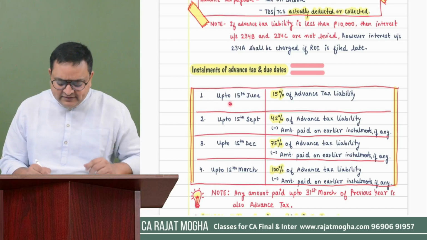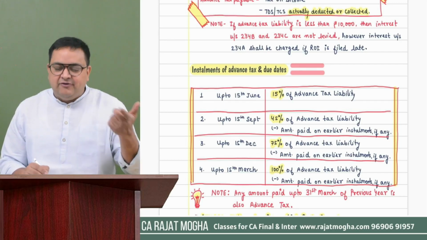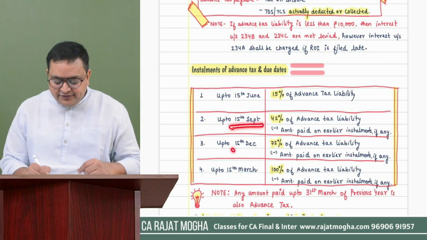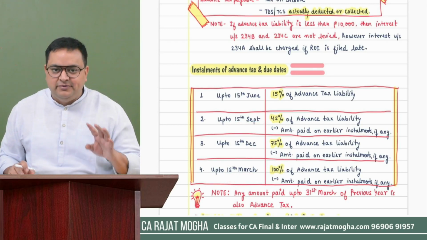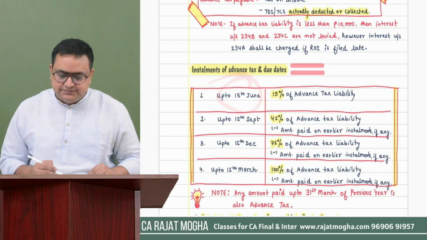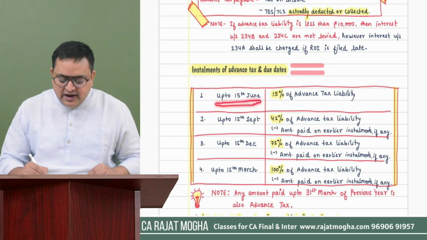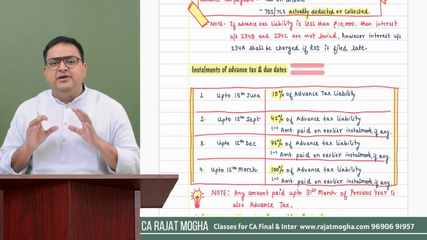So you should know these particular dates. 15th June, after 3 months, it would be 15th September, 15th December, and 15th March. You have to pay your advance tax liability in 4 installments. Got it? How much you have to pay? Up to 15th of June, at least 15% of your advance tax liability should have been paid.